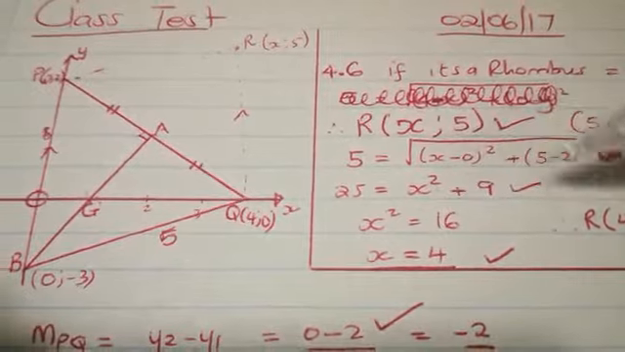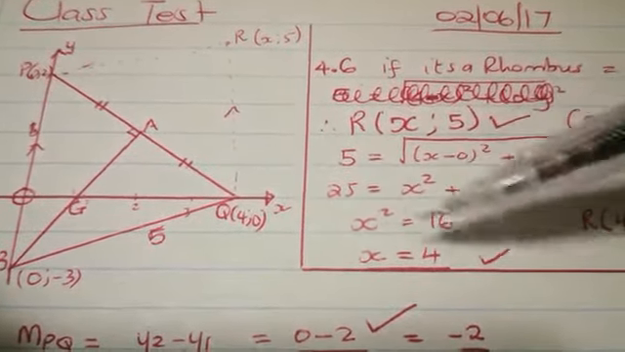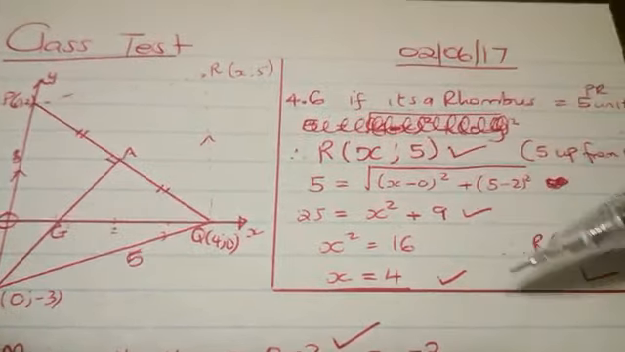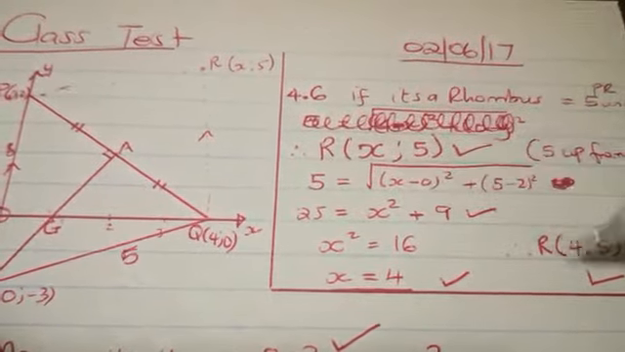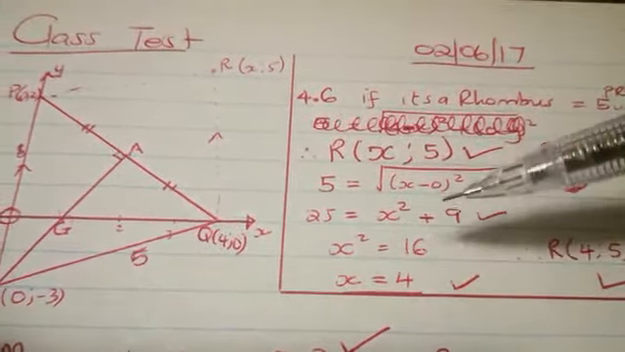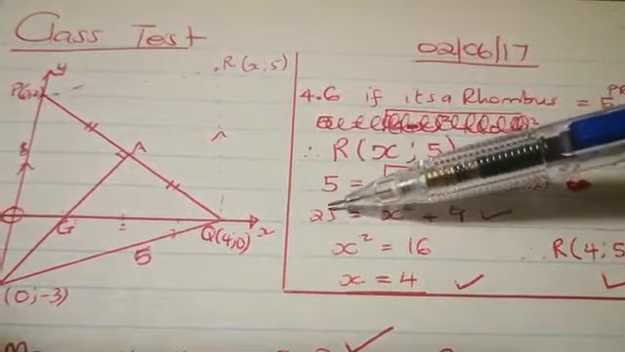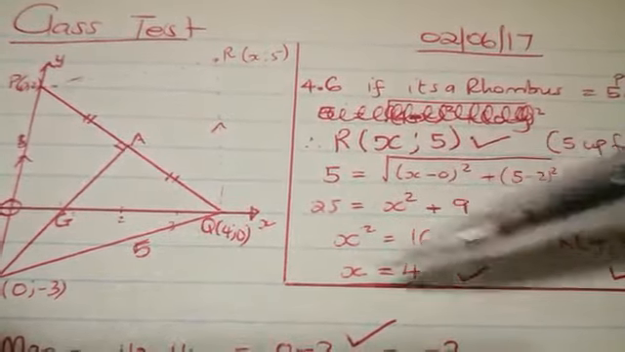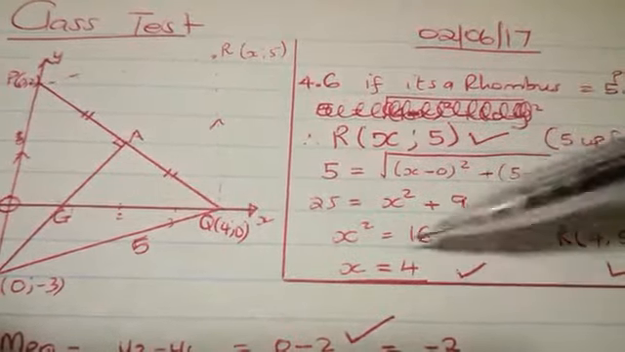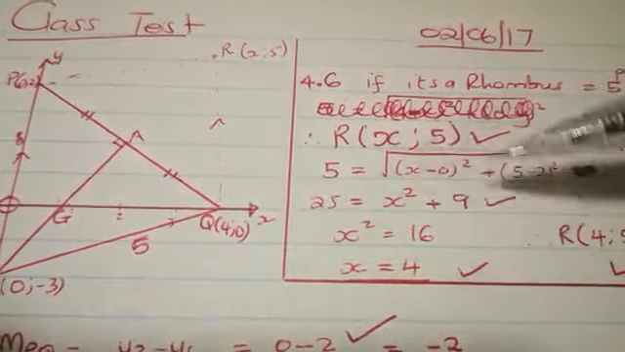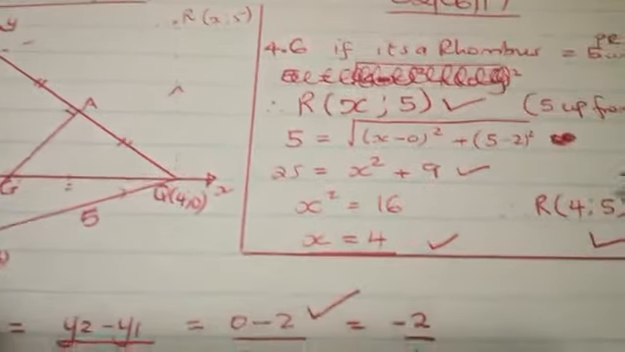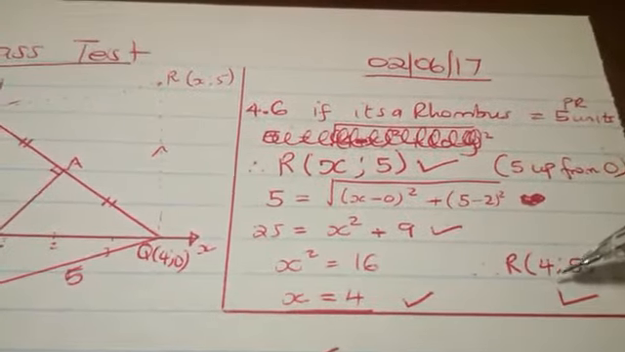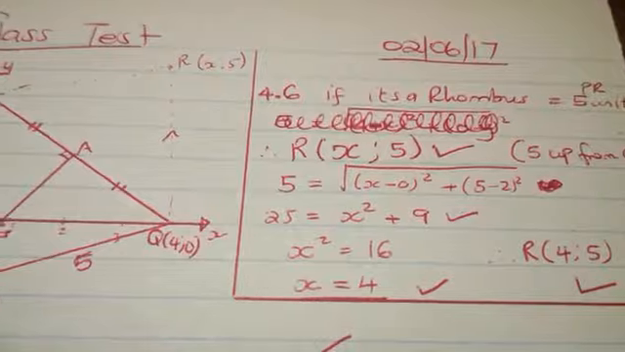This gives us x squared plus 9, and then you square. So I squared both sides so that the root sign can go away. So this is why this is now 25. So 25 minus 9 is 16, and then x squared is equal to 16. Then you take the square root on both sides, so x comes out as 4. And then the coordinate of R is going to be (4, 5), like that.